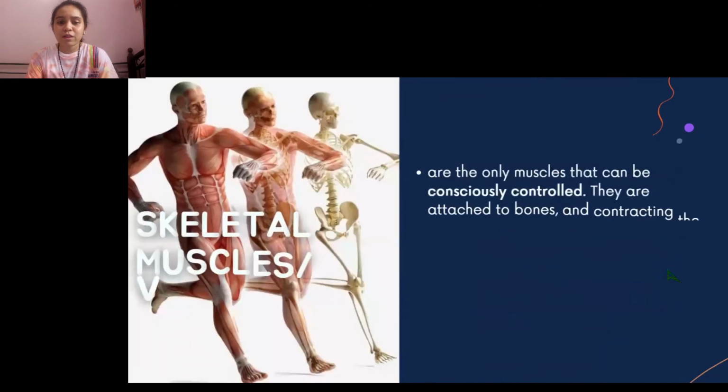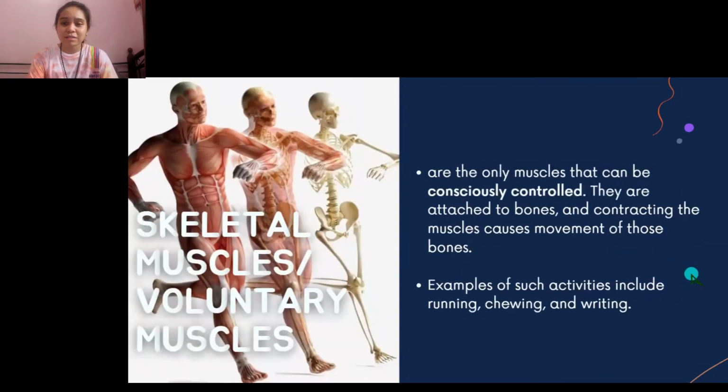Skeletal muscles or voluntary muscles are the only muscles that can be consciously controlled. They are attached to bones, and contracting the muscles causes movement of those bones. Examples of such activities include running, chewing, and writing.